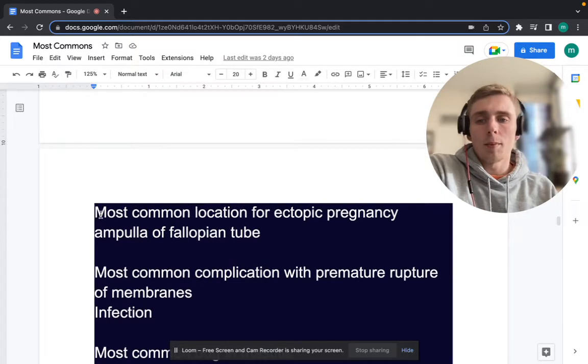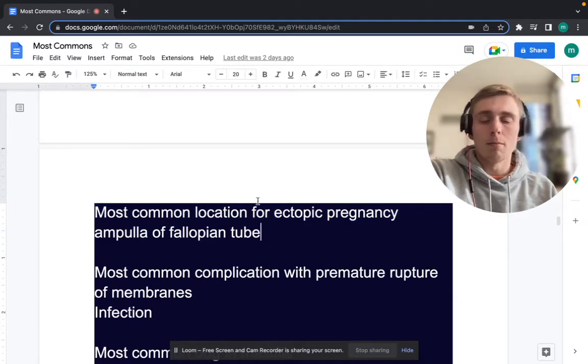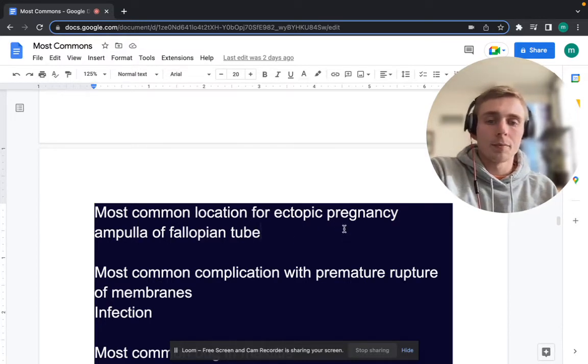What is the most common location for an ectopic pregnancy? This is going to be the ampulla of the fallopian tube. So it goes fimbriae, which is next to the ovary. Then it goes infundibulum. Then it goes the ampulla, so it's like amplifying it. And then it goes, I believe, isthmus and the interstitium, and then the body of the uterus itself.